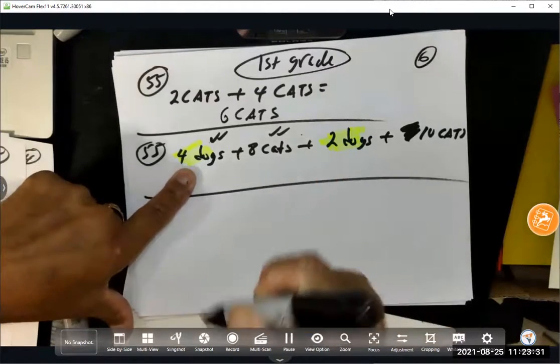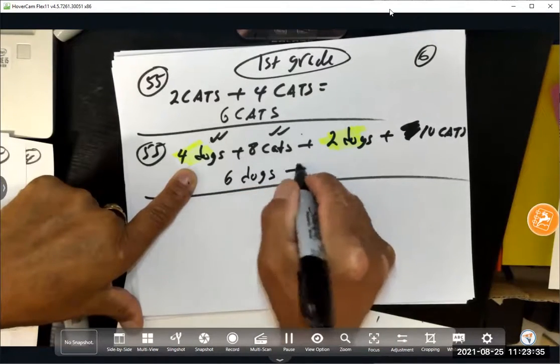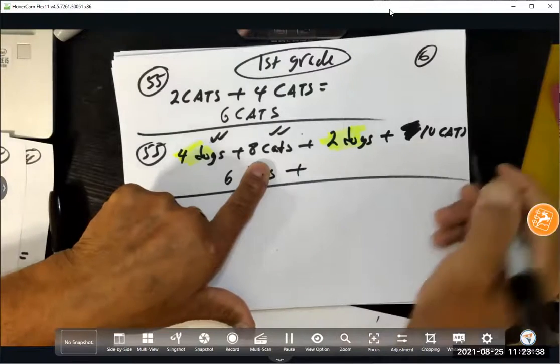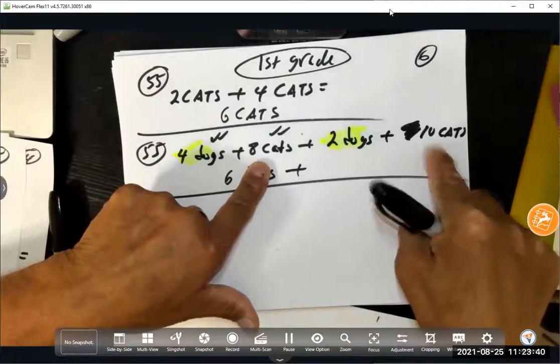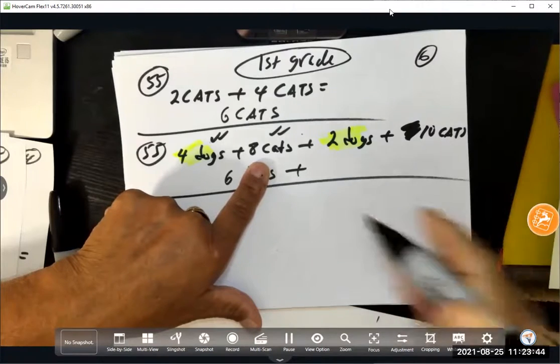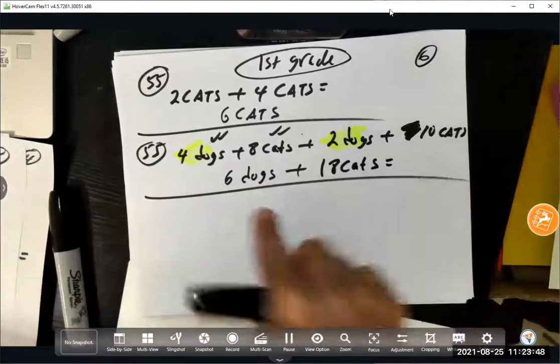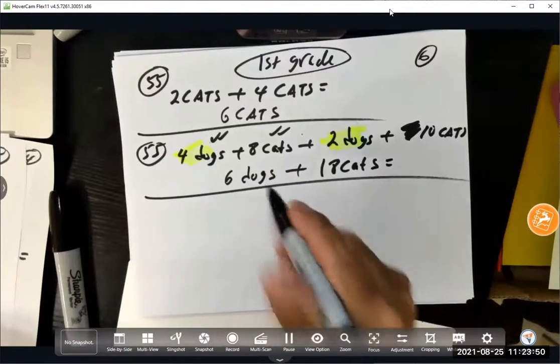6, and then dogs, whatever they are. And over here, she has 8 and 10 cats, inside and outside. But how many cats total? What is this going to be? 18. So she has 6 dogs and 18 cats.